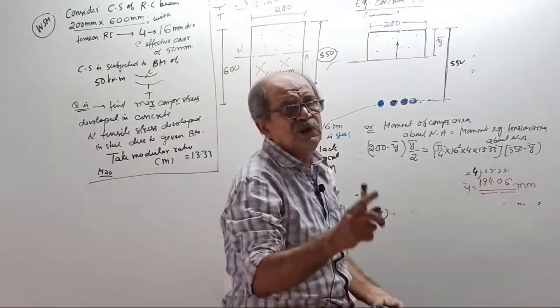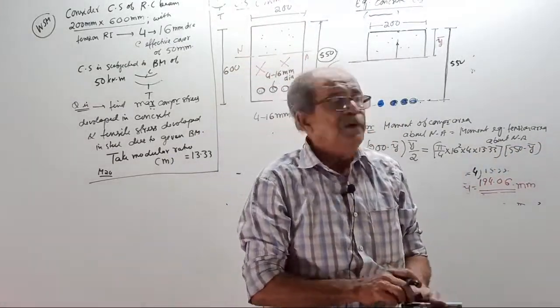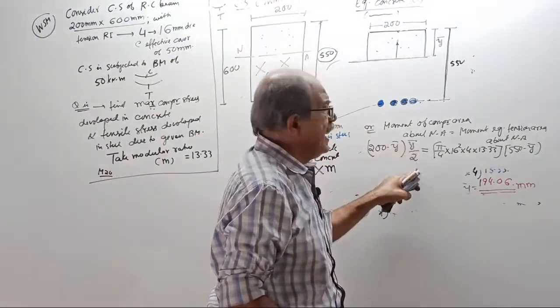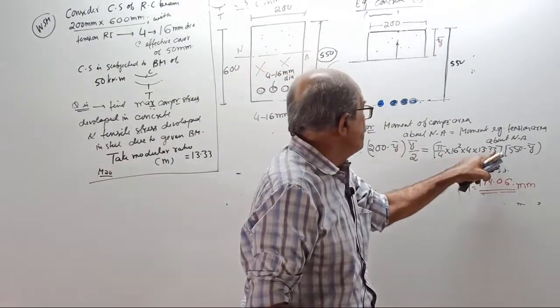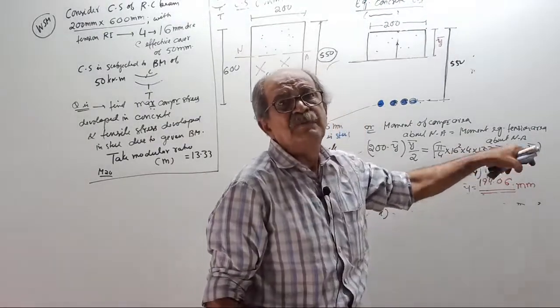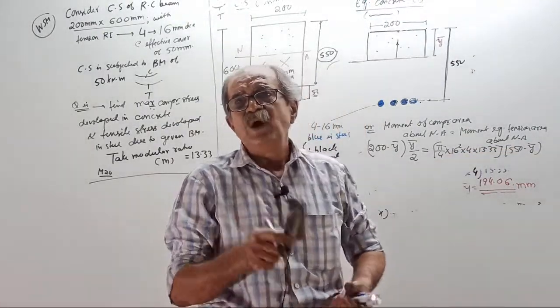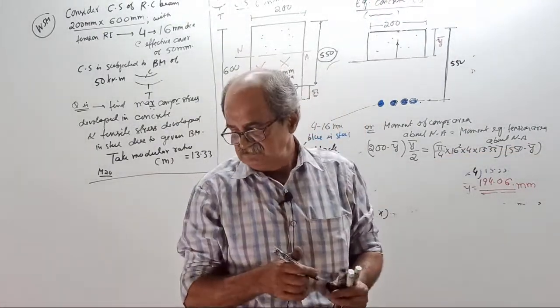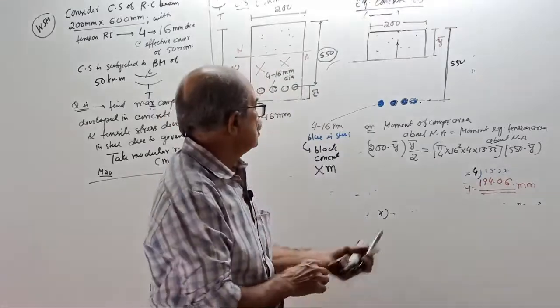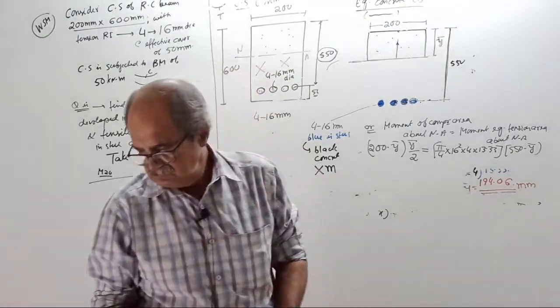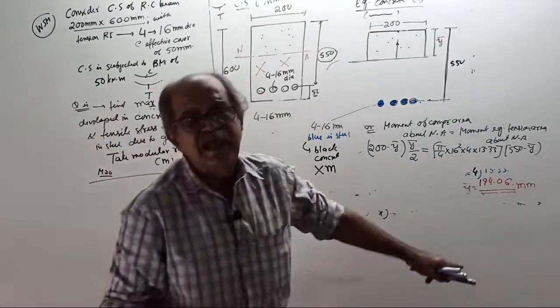This is what you are doing in RCC. b x square by 2 equal to m times Ast into d minus x. This is what you do in RCC. Solve it. Tell y bar value. If you made any mistake, I can make out now.